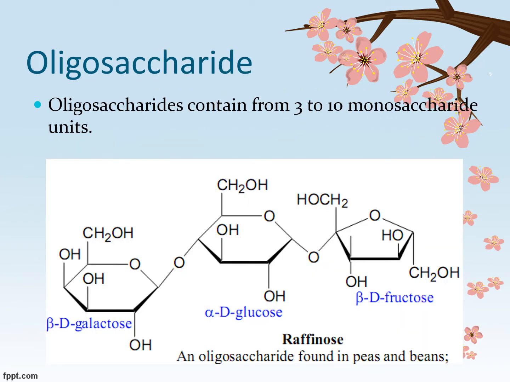Moving on to the third class of saccharide, which is oligosaccharide. It is formed from 3 to 10 monosaccharides, and one example is raffinose. Raffinose is found in peas and beans, and it is made from the monosaccharides galactose, glucose, and also fructose joined by glycosidic links.